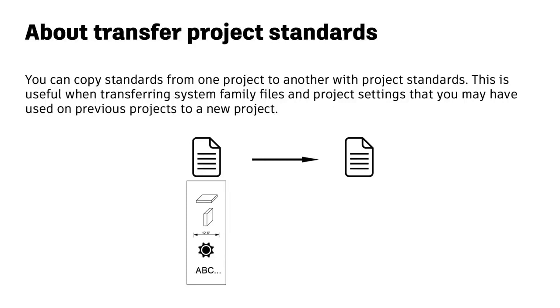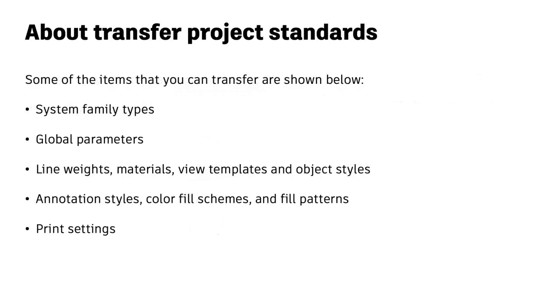This is useful when transferring system family files and project settings that you may have used on previous projects to a new project. Some of the items that you can transfer are shown below: system family types, global parameters, line weights, materials, view templates and object styles, annotation styles, colour fill schemes and fill patterns, and print settings.